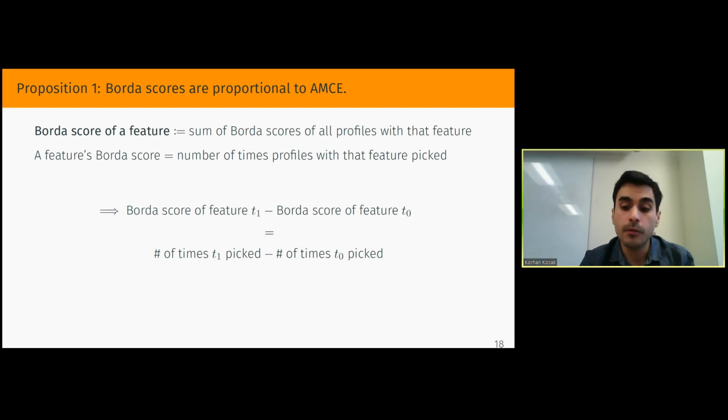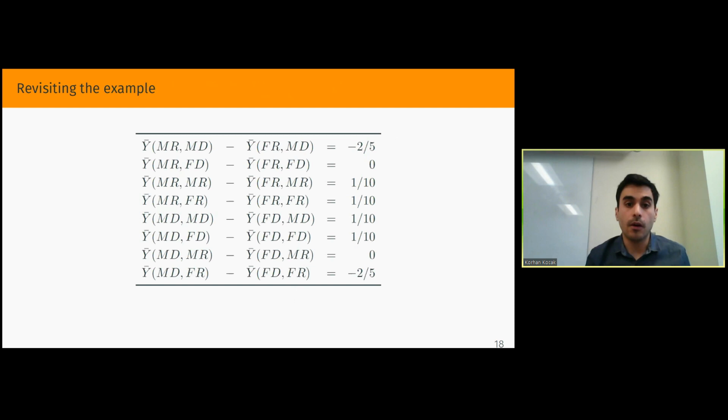Now, let me do a quick revisit of our example, how we calculated the AMCE. This is the table that we used to calculate the AMCE of being male, where we compared each candidate with an identical candidate except for gender, how they did against the same opponent. So we took this difference in each row and then summed over all these differences to get the AMCE.